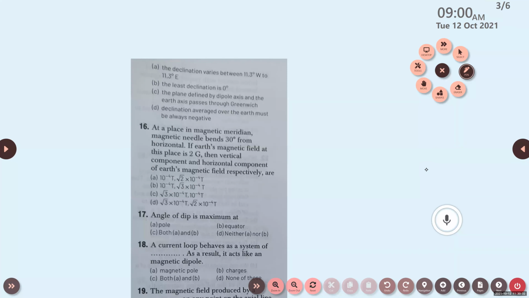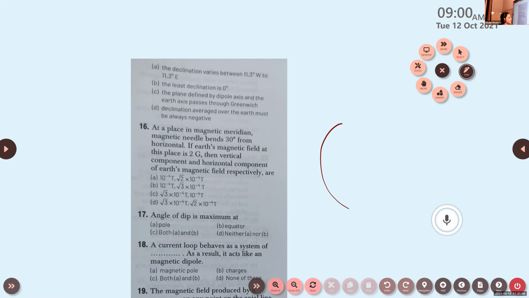I'm option A. Option A. I need the explanation. Why? Because the axis of the dipole does not coincide with the axis of the Earth. Okay, so that is the correct explanation. The axis of the dipole does not coincide with the axis of the Earth.